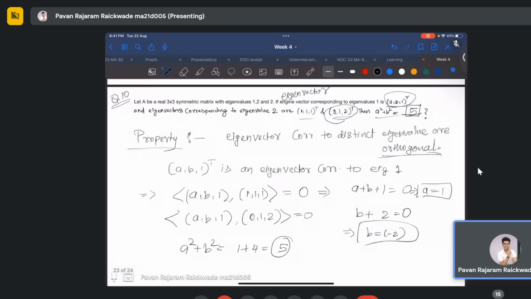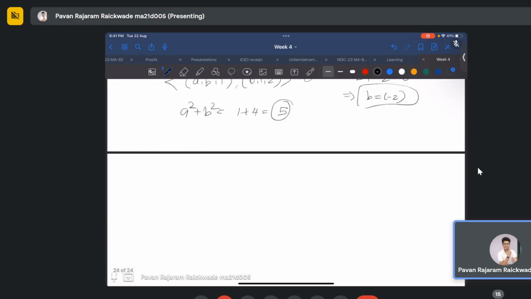Okay, is it clear to everyone? Yes, sir. Yes, sir. Yeah, and this property, the eigenvectors corresponding to distinct eigenvalues are orthogonal. Is it covered in the course? Did sir explain this property? Proof? Okay, maybe if not, I'll try to cover.